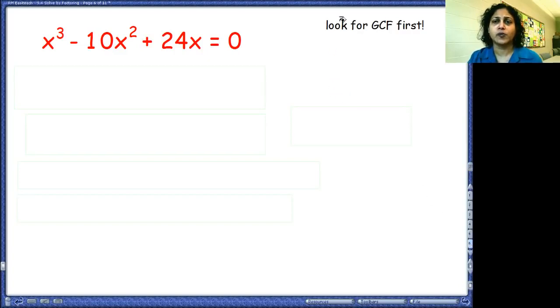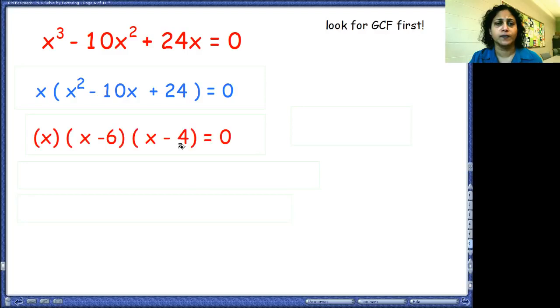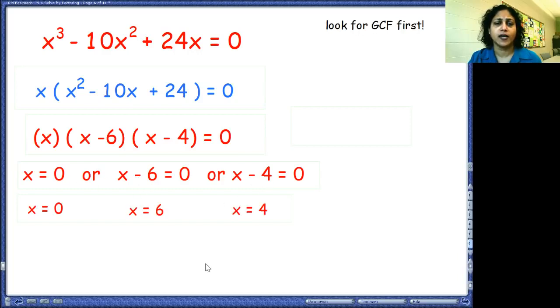Here's another one. Remember that the first rule of factoring is to look for GCF. Try it before you watch my steps. Pause the video. Here goes. X is common. Inside we have a trinomial. So what factors of 24 are going to give you negative 10? Turns out to be negative 6 and negative 4. And now we have 3 factors equal to 0. That means any one of them could be 0. You solve the two equations on the right and you get 2 more x values. This equation has 3 roots.